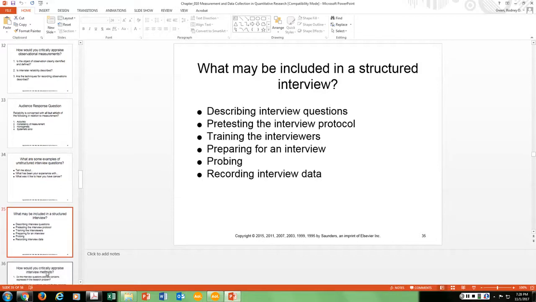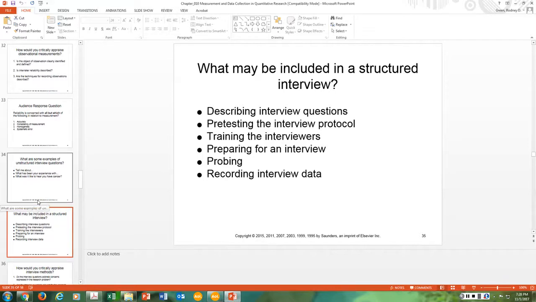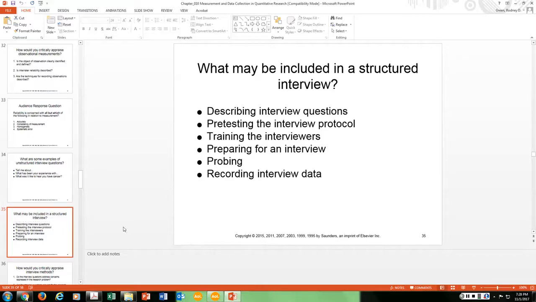Now, in a structured interview, the researcher is concerned with writing the interview questions, pre-testing the interview protocol, training the interviewers, preparing for an interview, the use of probing, and also concerned with recording interview data. So here we're talking about primarily qualitative research.